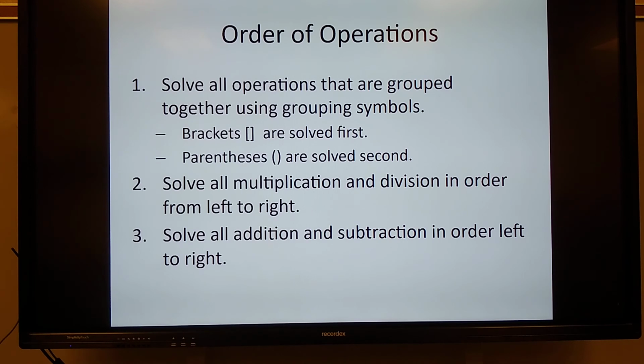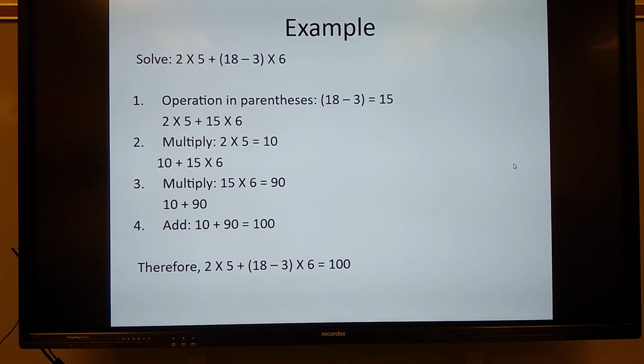And then number 3, solve all addition and subtraction in order from left to right. So same thing, it could be subtraction and addition. You just start on the left side of the problem and work your way over to the right, and any addition or subtraction that you come across as you're moving to the right, you solve those problems. So here are the 3 steps of order of operations. Let's look at an example.